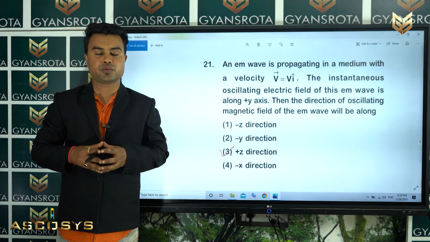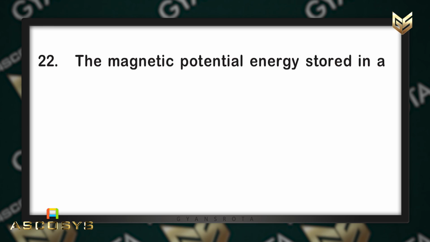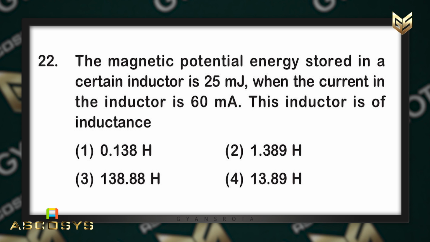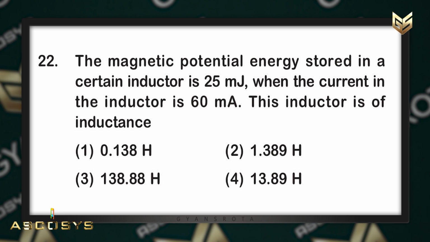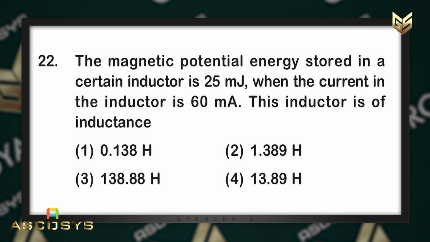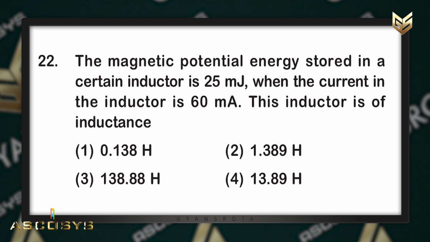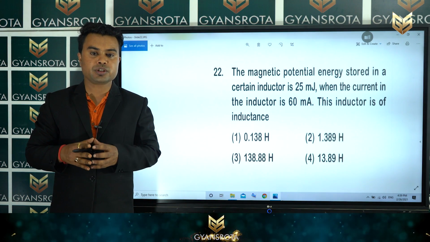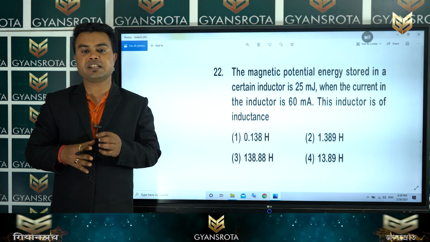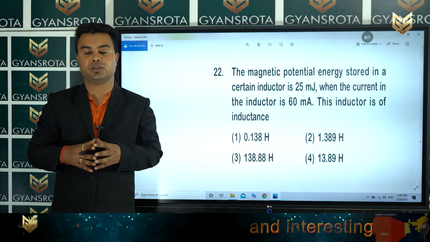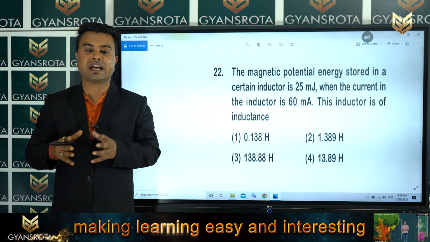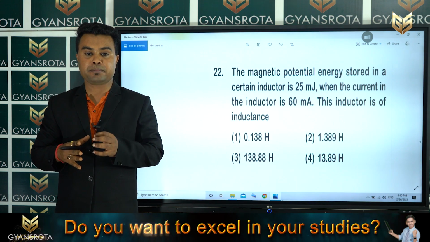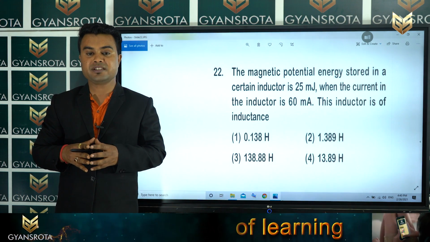Now let us move to the next question, that is question number 22. The magnetic potential energy stored in a certain inductor is 25 millijoule when the current in the inductor is 60 milliampere. The inductance is? You need to calculate the inductance. Read the question properly. The magnetic potential energy is given, which is 25 millijoule, right? You can convert it into joule as 25 into 10 to the power minus 3. When the current in the inductor is 60 milliampere, it will be 60 into 10 to the power minus 3 again.